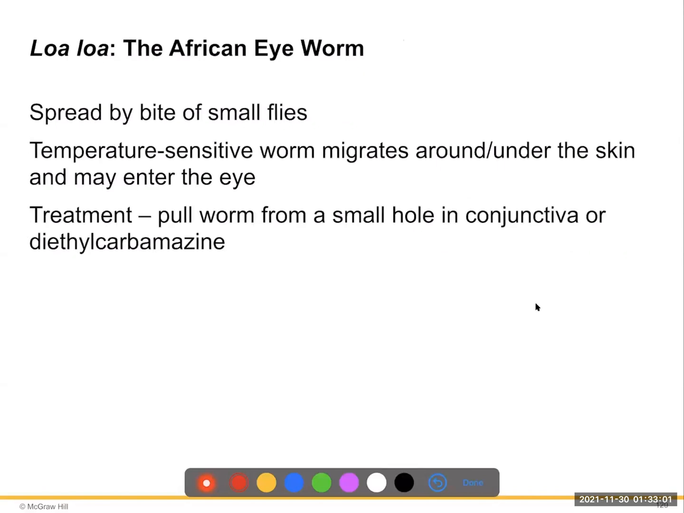Loa loa is the African eyeworm. This is an interesting little guy. It's spread by the bite of very small flies. Temperature-sensitive worms migrate around and under the skin, and they may enter the eye. Now, the treatment of these guys is to pull the worm from a small hole in the conjunctiva. So you make a hole in the eye, and you pull the worms out of the eyes, or diethylcarbamazine. That would be a really strange type of treatment.